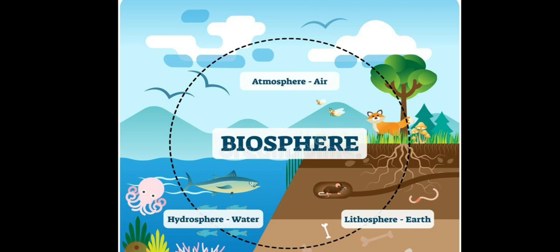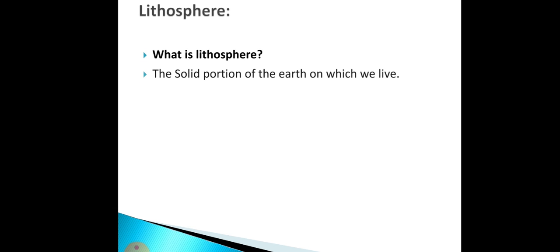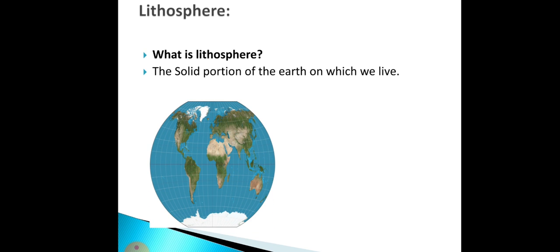This is a chart. Through that you can understand our words concept: hydro means water, litho means earth, or we can say land, atmosphere means air, and biosphere means where life is possible. Next, first we will talk about lithosphere. A question arises, what is lithosphere? It is the solid portion of the earth where we are living, that is known as lithosphere.